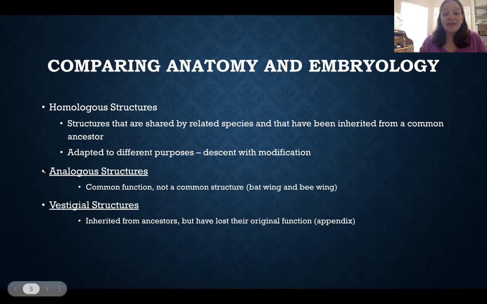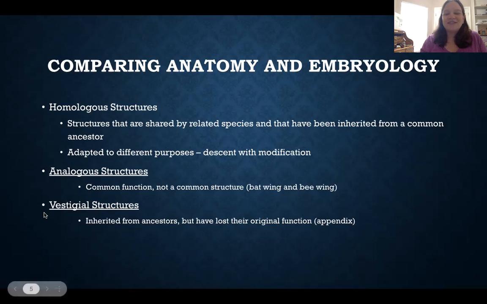Analogous structures are sometimes described as a common solution, but they came about it differently, like a bat wing versus a bee wing. So a bat's wing has bones on the inside because they're a mammal, and a bee wing does not, but they're both used for flying. So they would be analogous. They serve the same function, but they don't have the same structure. Okay, whereas homologous has the same structure, but maybe a little different function.